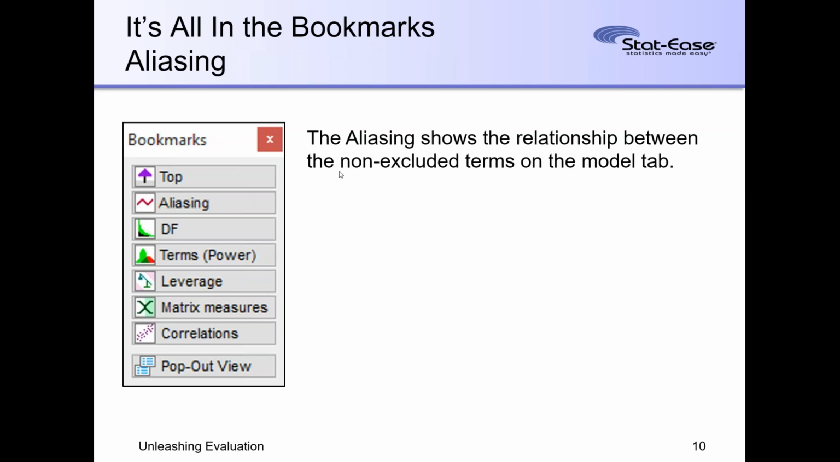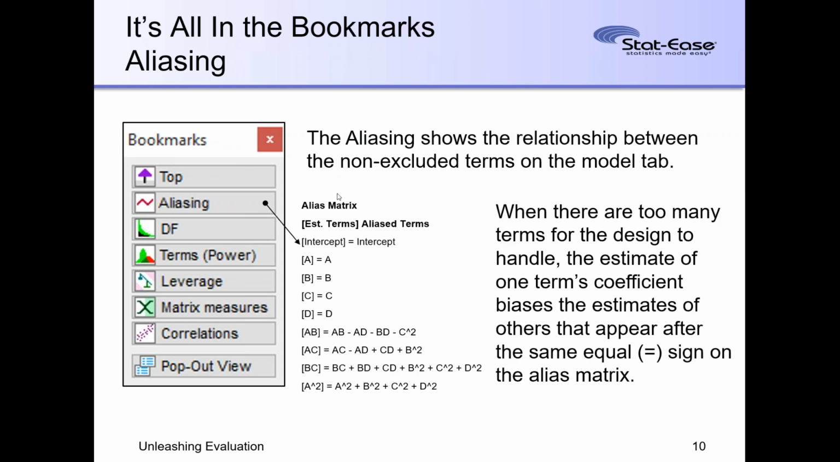Aliasing shows the relationships between the non-excluded terms on the Model tab. When you click it, you will get a list of the terms, which are in brackets, and beyond the equals to are a set of terms in the model that are aliased with each other.